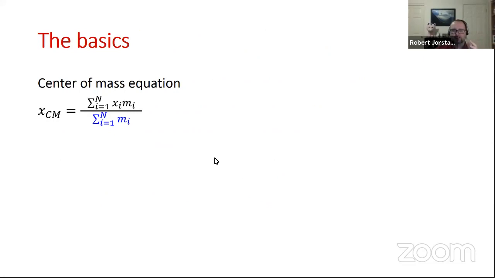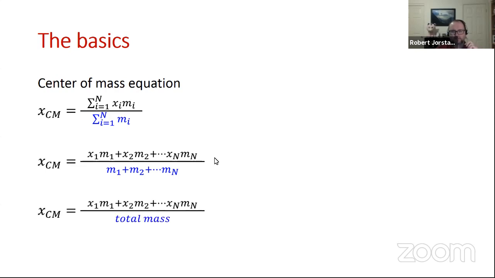Here's the center of mass equation in sigma notation. If you're not familiar with that notation, I wrote it out another way. Capital N is the total number of masses that you have in a system. And the blue denominator, if you look carefully, could actually be rewritten as the total mass. So let's look at an actual example.